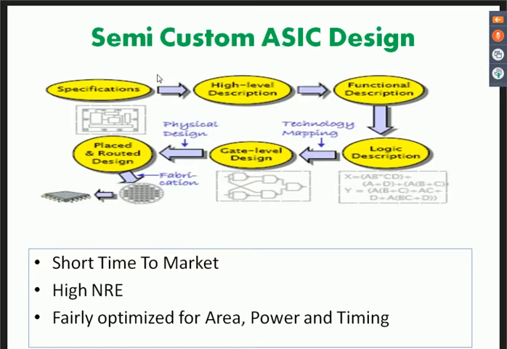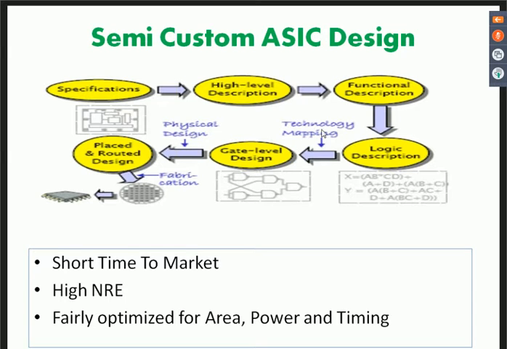Here, if you look at this design flow, there is no level of device as well as circuit. Those two levels are skipped. Here, there are logic gates already available in the technology mapping library, and we are using those technology mapping libraries for designing the integrated circuit. That's why it is semi-custom. Here we are not following the total five levels. Here we are following only three levels.